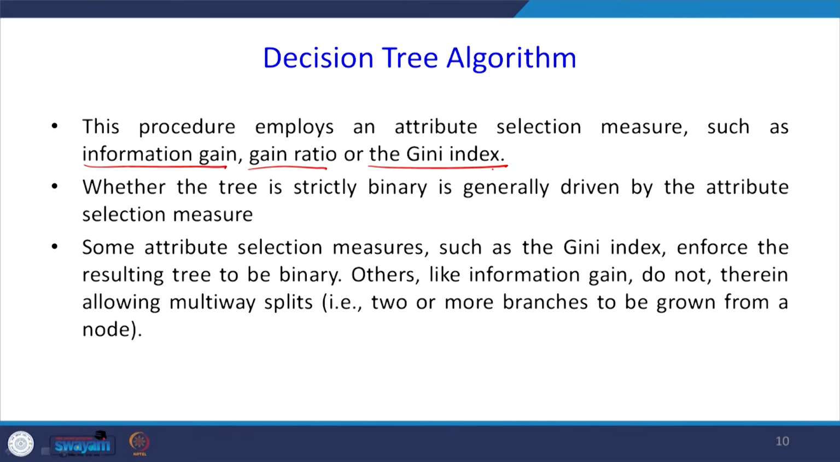Whether the tree is strictly binary is generally driven by the attribute selection measure. For example, we can go for binary selection. Suppose this is one variable. Sometimes we can go for more than 2 classes also. For example, if you use the Gini method, which we will cover in the coming class, you always need to go for binary selection. Some attribute selection measures such as Gini Index enforce the resulting tree to be binary. Others like information gain do not, therein allowing multi-way splits. So if you follow Gini Index there is only a binary split. If you follow something other than Gini Index, for example information gain, you can have more than 2 splits also.